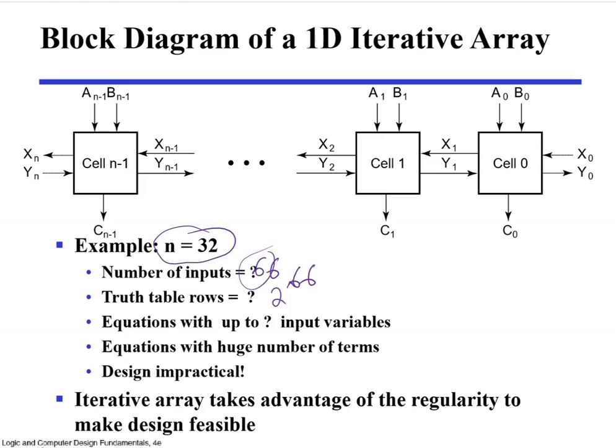And also the truth table will have 2 to the 66 rows, which is going to be a very huge, very tall truth table, right? And then the equations, with 66 input variables, will have a huge number of terms. That is not practical for circuit implementation. So in such situations, one may use the advantage of regularity to make the design feasible using such iterative arrays.